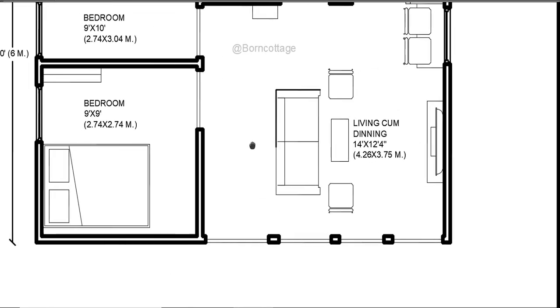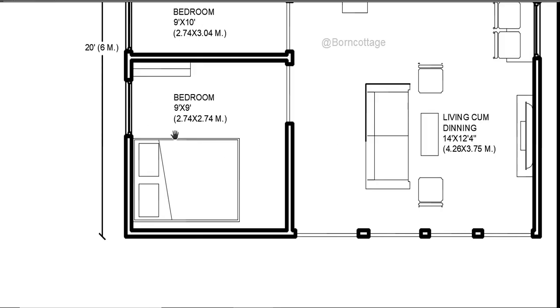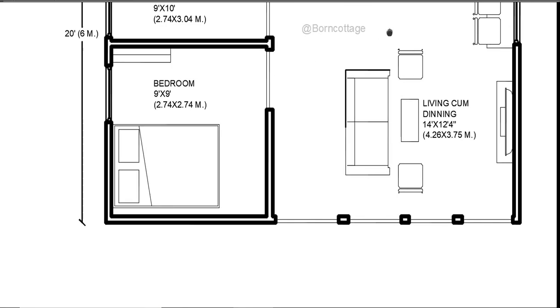After that we'll go on the left side. So we have bedroom number 1 here. The size of the bedroom is 9 feet into 9 feet, in meter 2.74 into 2.74 meter. You can see here the bed arrangement, wardrobe arrangement and also a large size window for ventilation of this room. After that we'll go inside.